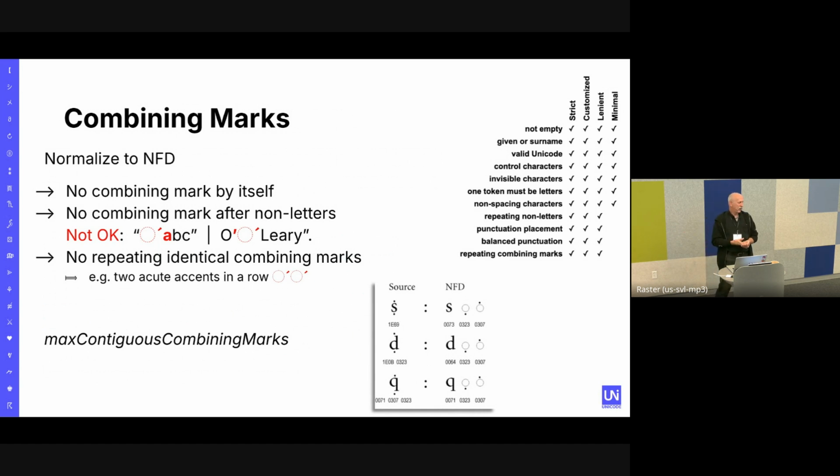Things we look at: a combining mark should not be by itself. It should not be before or after a non-letter. You shouldn't see two of the same combining mark next to each other, and you don't want more than a certain number of combining marks. What we've seen in almost all alphabetic languages is no more than two accents or two combining marks. Vietnamese, for instance, you think there are tons of them. It's just because you see lots of characters with two accents on them, but there are none with three. So for most cases, it would be just three.